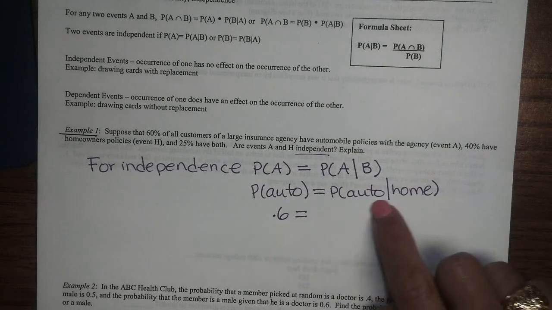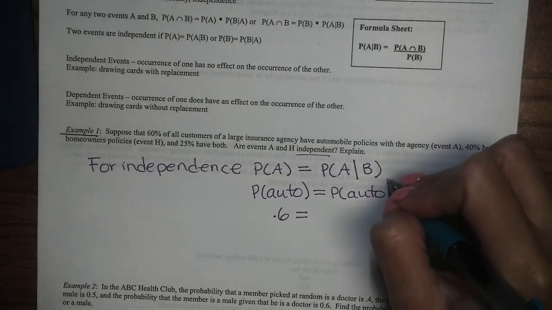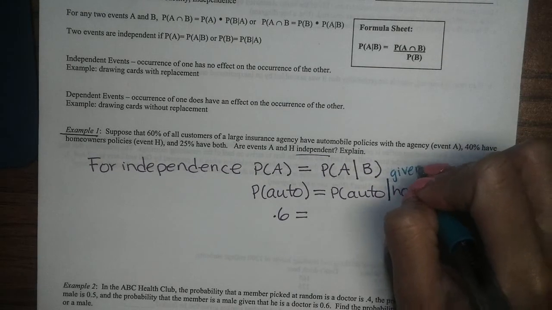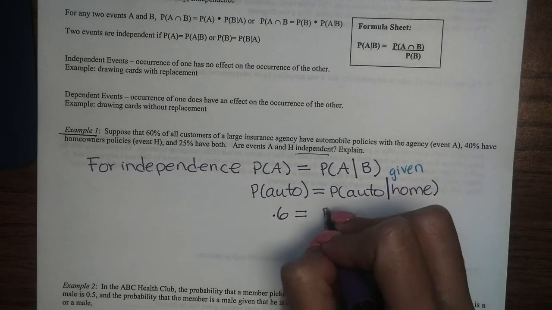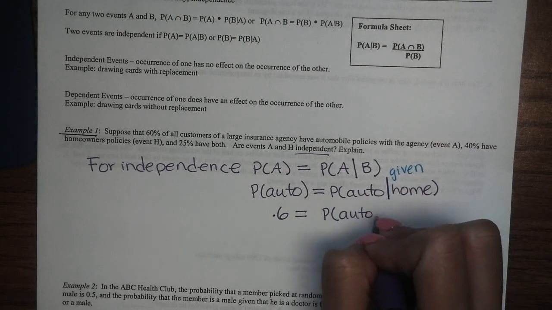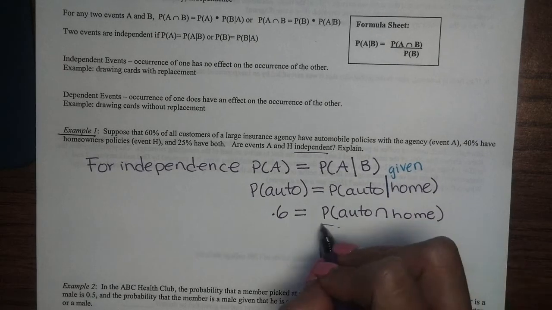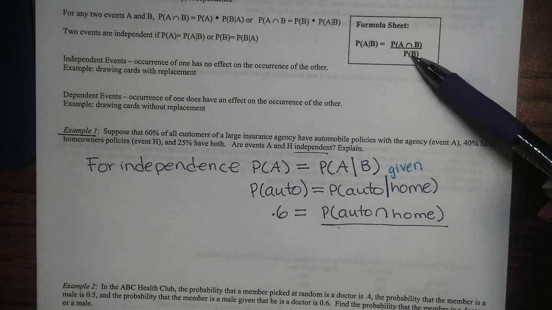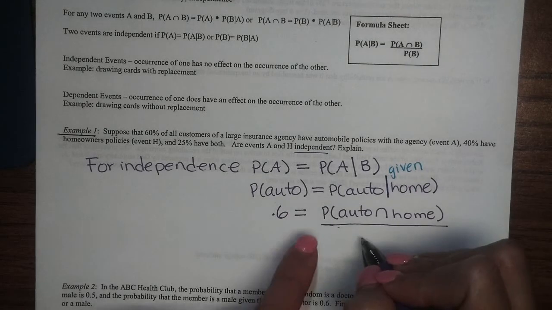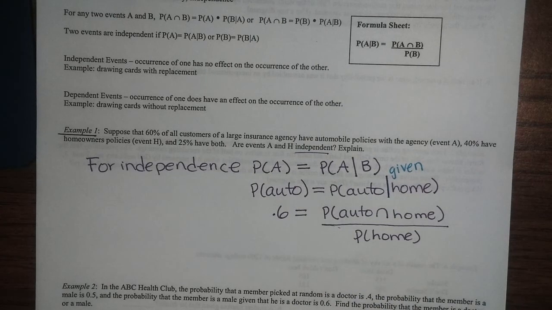So basically, here's what this formula means. The probability of auto, that little line stands for given home. So what we're going to do for that, we're going to use the formula up there. That's going to be the same thing as the probability of auto and home. This little symbol stands for and. Divided by, you need to divide by the given condition. Notice on the formula sheet, the probability of B, that's the given condition. So we're going to divide by the home, because that was the given condition.